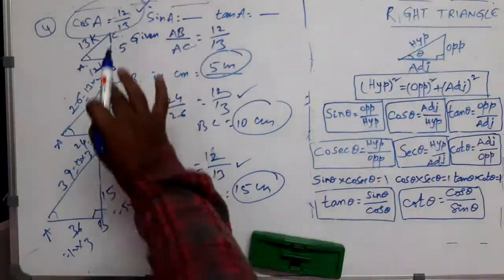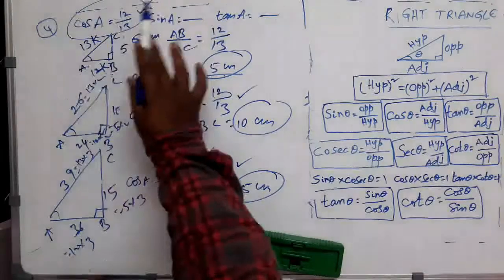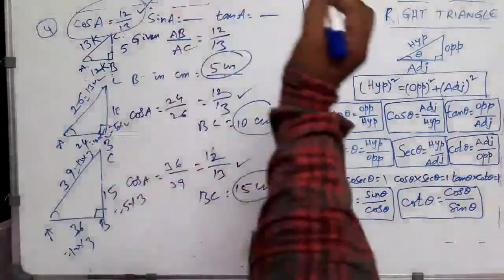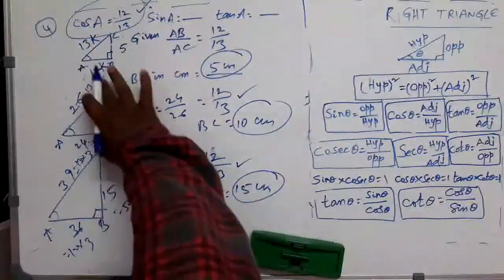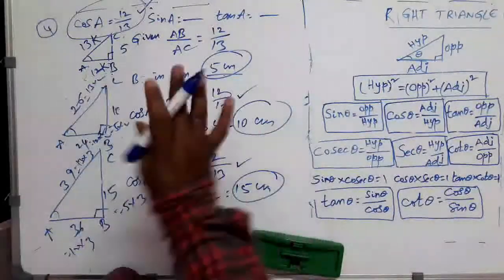So, if cos A is given as 12 by 13, you can take the sides as 12k and 13k, where k is a positive number. That's all we can take, but we cannot take directly the sides to be 12 and 13. That will be a particular case only. You cannot generalize that, right?